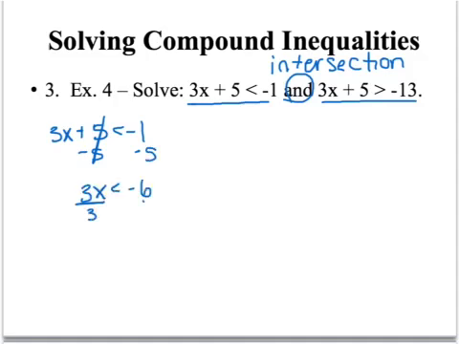Divide by 3. Now I don't have to worry about switching my sign because I didn't multiply or divide by a negative. And I get x is less than negative 2.